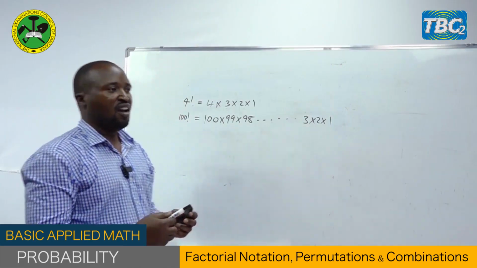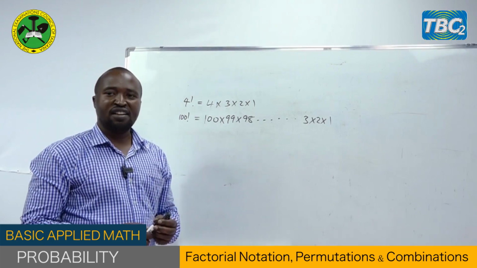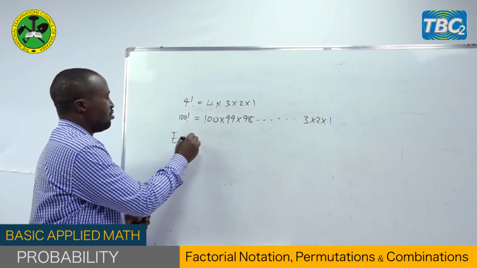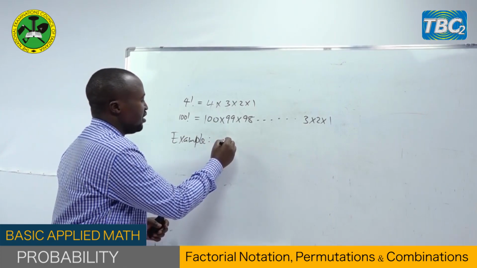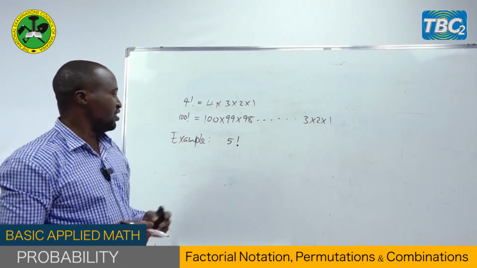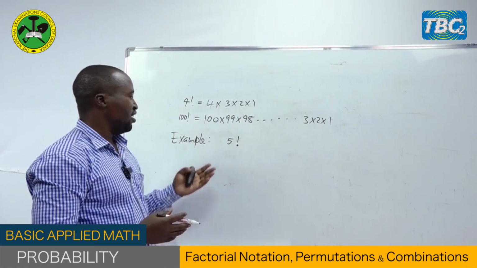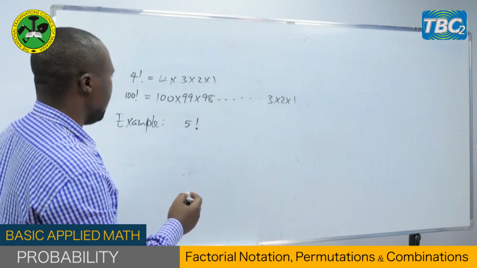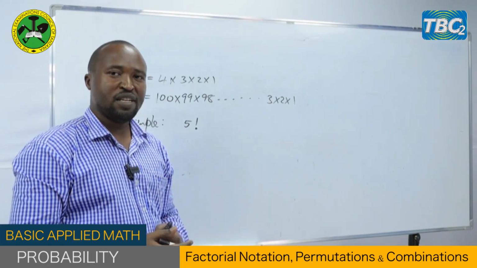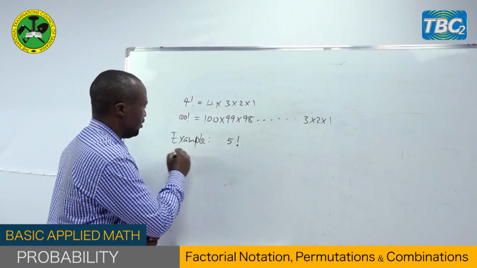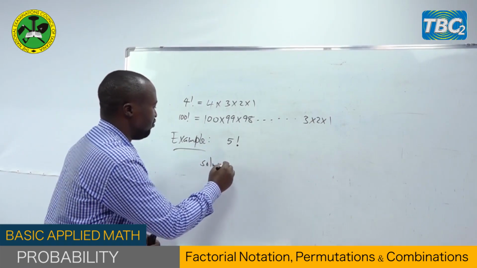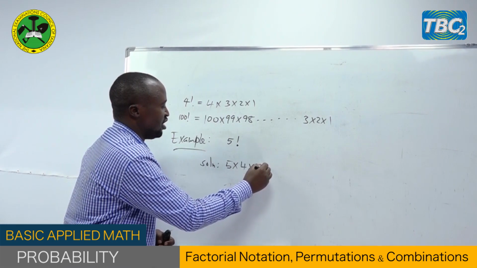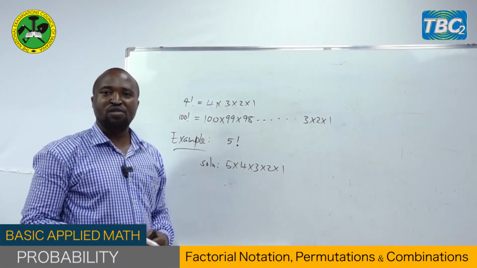Now, let us see an example of how to use factorial notation. My dear student, for example, you have a question like evaluate 5 factorial. This one is so simple because we have the general formula for factorial notation. Then you can use that general formula as displayed in our PowerPoint, like we have 5 times 4 times 3 times 2 times 1. Something which is so simple.